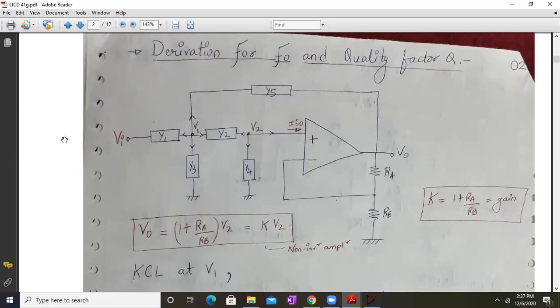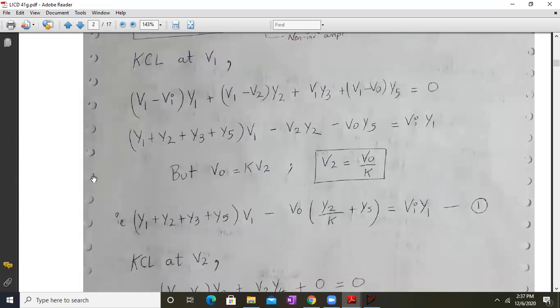because V2 is the input to the non-inverting terminal. So this circuit is behaving as a non-inverting amplifier basically, with V2 being the input. Here K is 1 plus RA upon RB, so V0 will be K into V2. Now we have to determine the relation between V0 and V in. For that we apply KCL at V1.